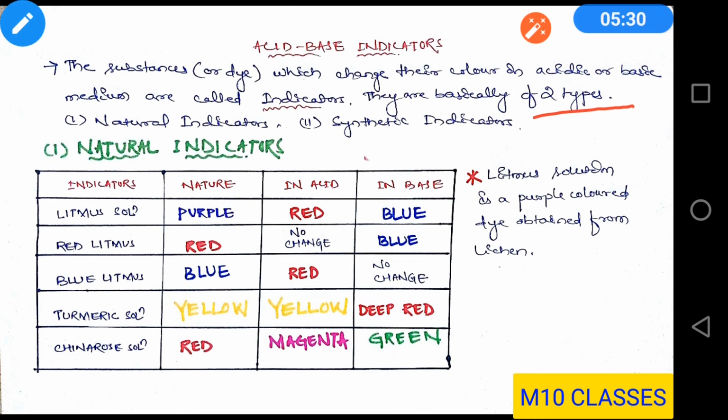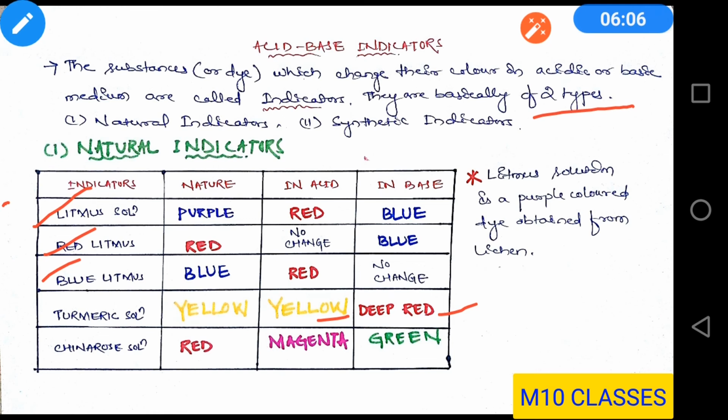Natural indicator, as the name suggests, they are derived from natural sources. First one, litmus solution. Litmus solution is a purple colored dye. Its color is purple. It turns red in acidic medium and turns blue in basic medium. And you have already read about this red litmus and blue litmus. Turmeric solution, you can prepare it by using your turmeric and water, and it is yellow in color. Its color in acid is yellow and in base it is deep red.